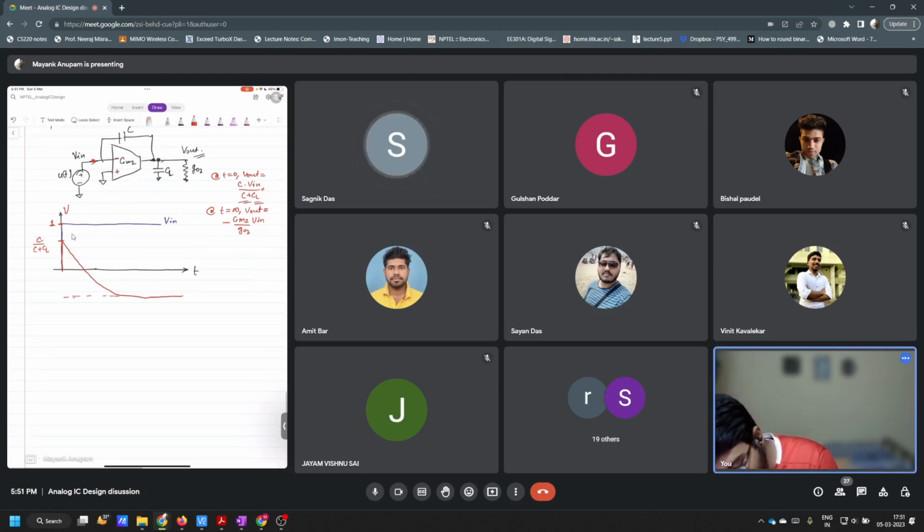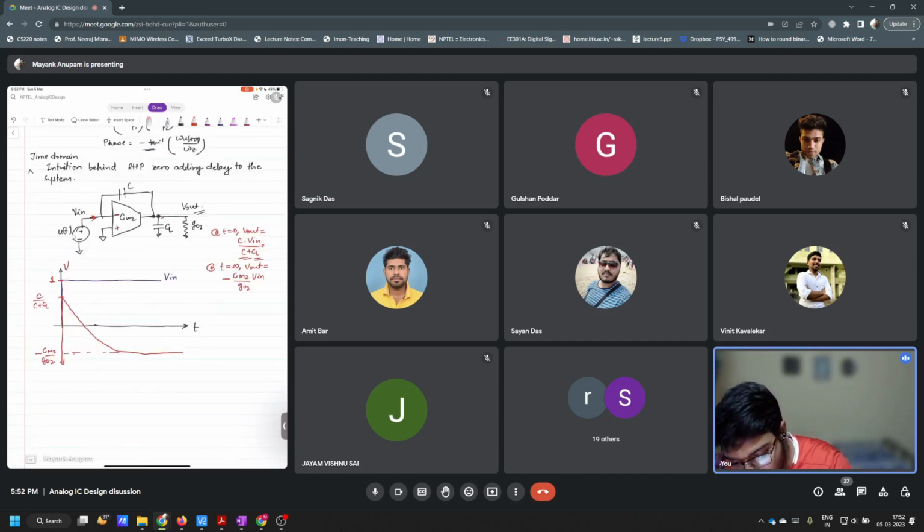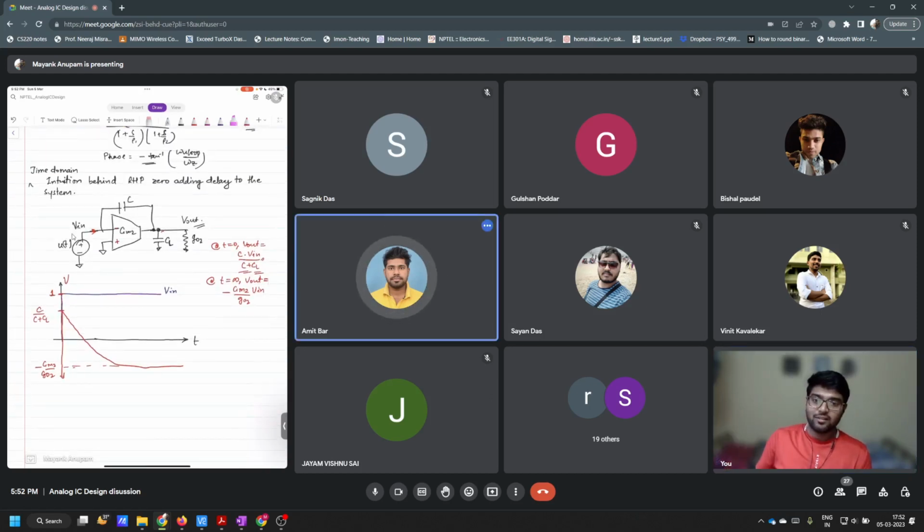Is that understood? Yes, sir. So this will be minus gm2 by go2, correct? So now can you understand? Now can you see what happened here because of the 0? Can you clearly see there was some delay? Output is lagging the input.